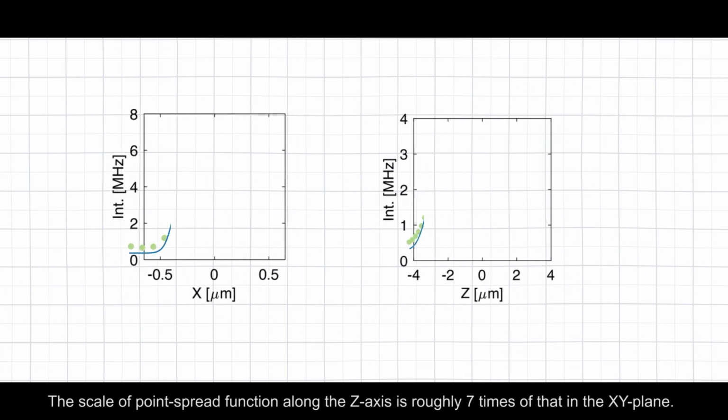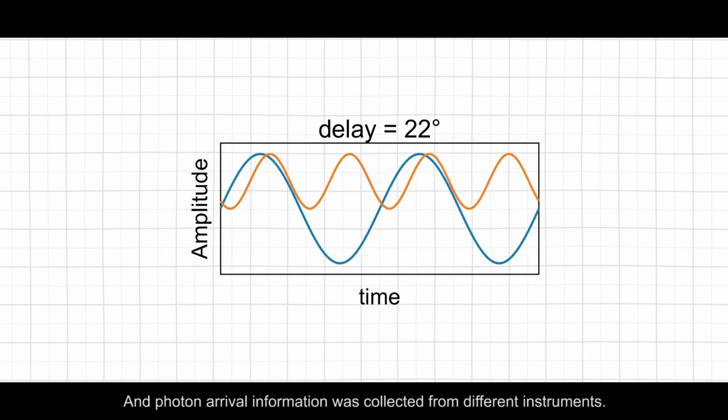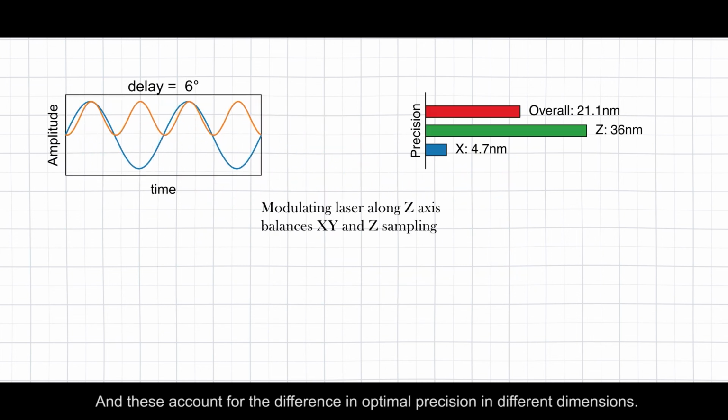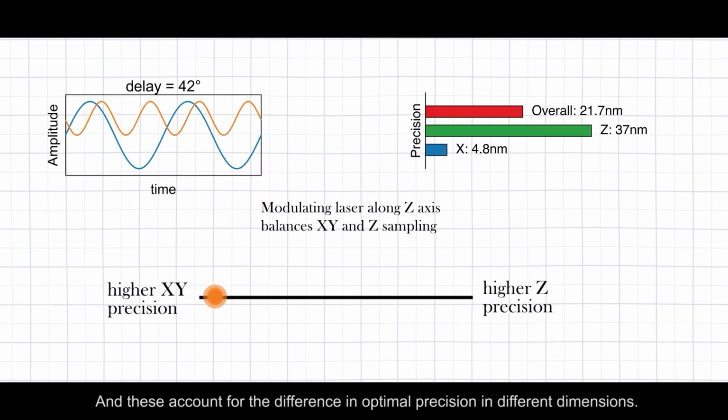The scale of the point spread function along the Z-axis is roughly 7 times that in the XY plane. And photon arrival information was collected from different instruments. And these account for the difference in optimal precision in different dimensions.